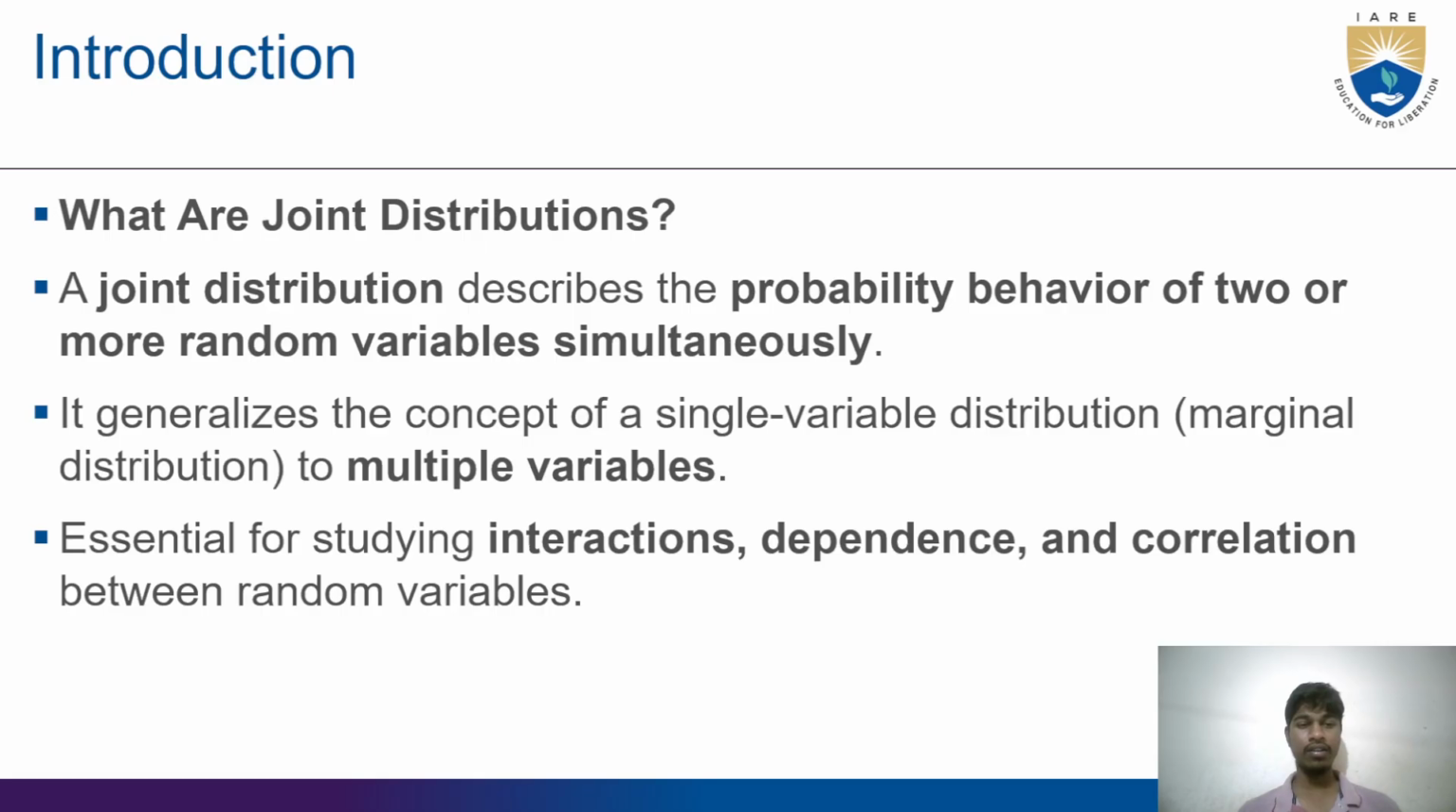A joint distribution describes the probability behavior of two or more random variables simultaneously. It generalizes the concept of a single variable distribution, also known as the marginal distribution, to multiple variables. It is essential for studying interactions, dependence, and correlations between random variables. These are known as joint distributions.